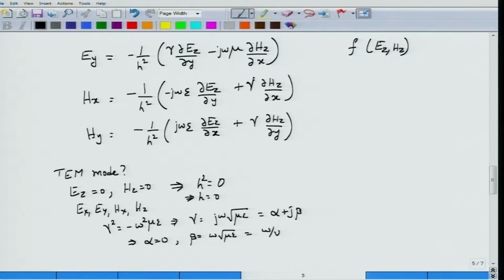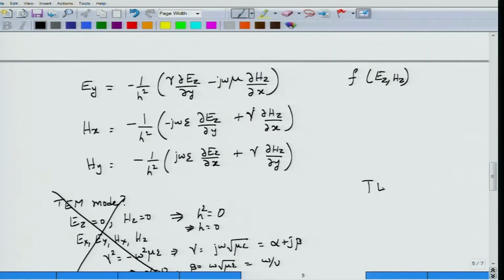This is what you need to have. A lossless TEM mode condition is required for the waves to exist. Of course, this does not really happen for a waveguide, so you can conveniently and safely scratch this off from your list of allowed modes. So then what about other modes?